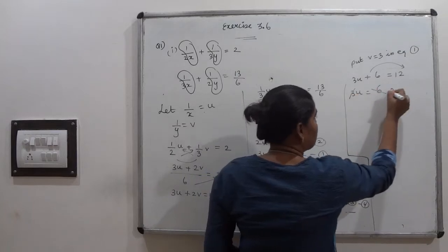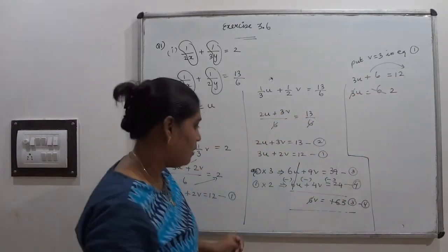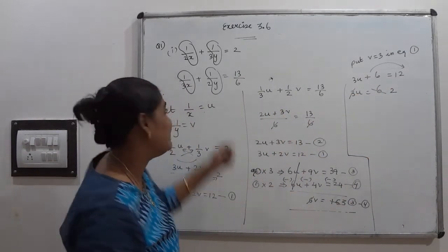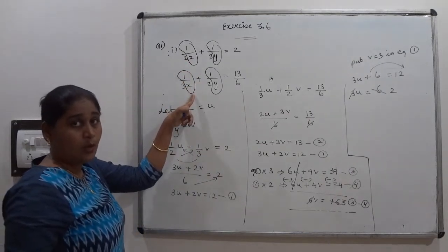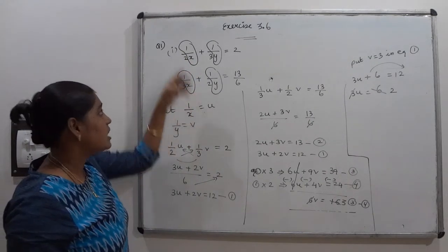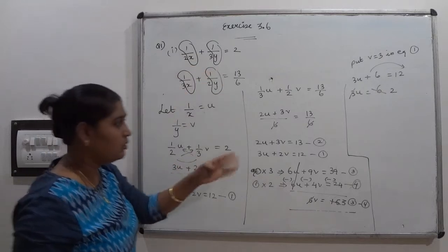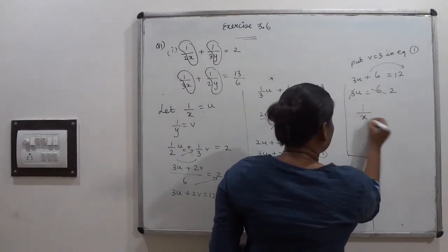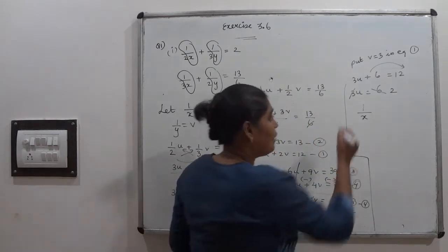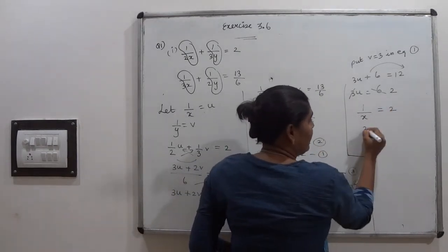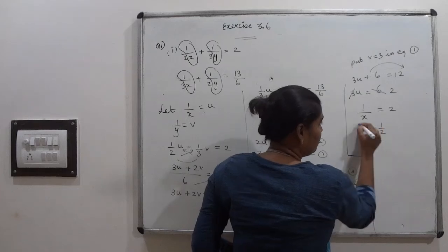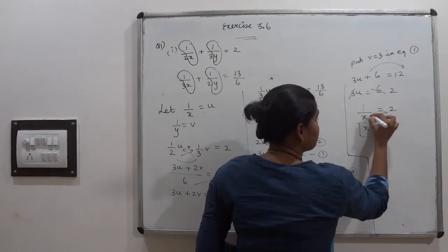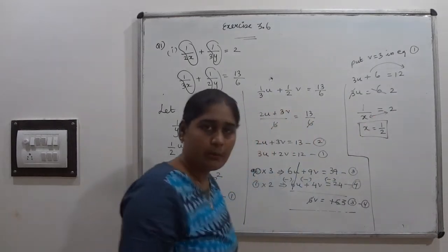Then what is the u value? 2 came. Now I don't want the u and v values. I need the x and y values. Why solve these equations? Because I have to find the x and y values. So what did you take as u? I have taken u as 1 upon x. So 1 upon x is equal to 2. Then what will x be? x is equal to 1 by 2.